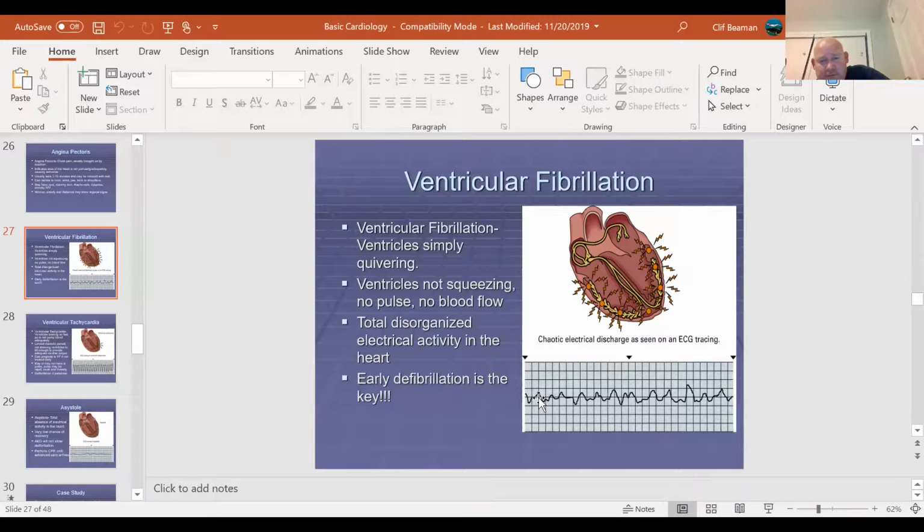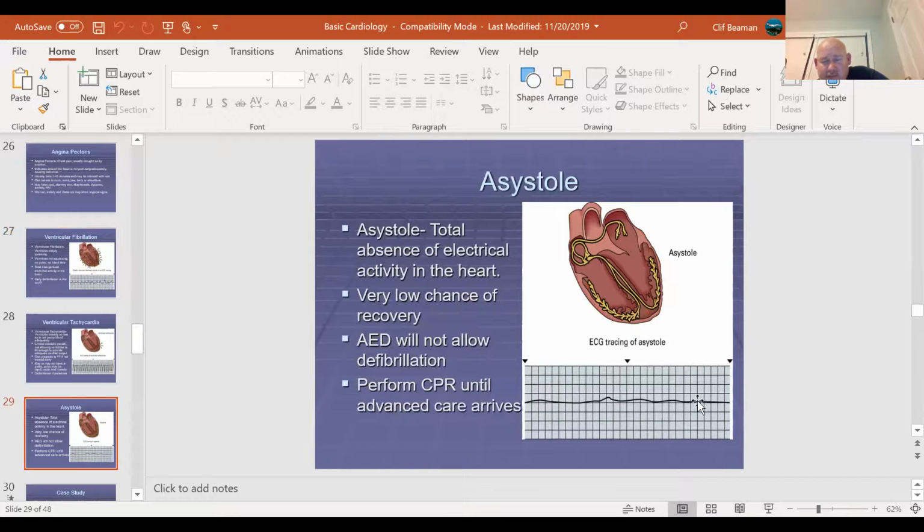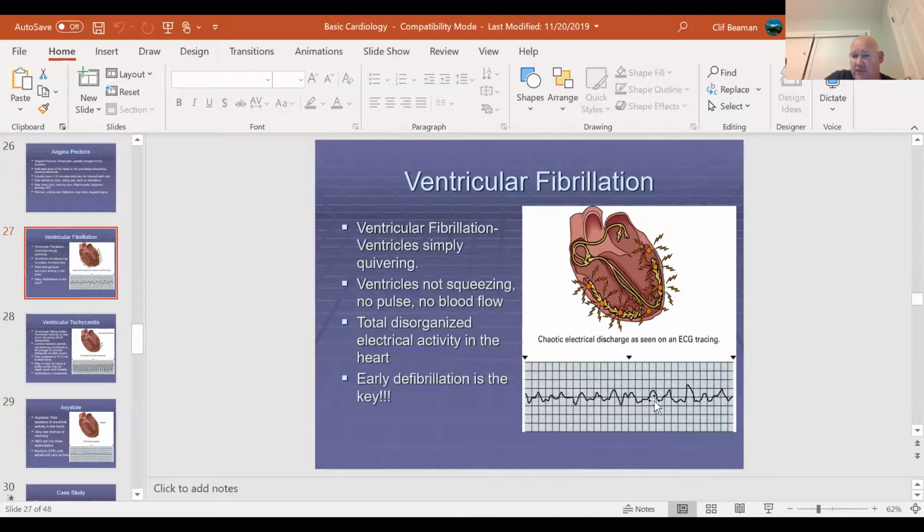Some people may refer to this as coarse VFib, because there is a thing called coarse VFib and fine VFib. Fine VFib is going to look more like asystole. It'll have some erratic activity, but it'll be really close to a steady line. So it's hard to tell the difference. The only way you can really tell the difference between fine VFib and asystole is to change the amplitude on your monitor. But in most cases, we just treat it as asystole.